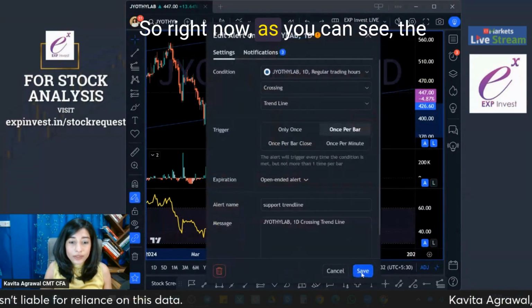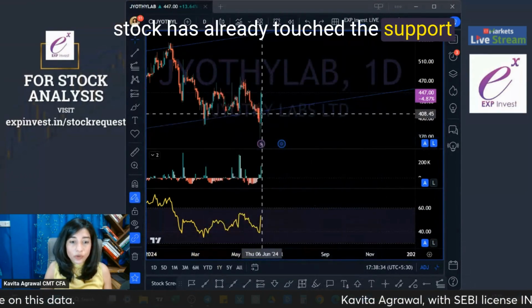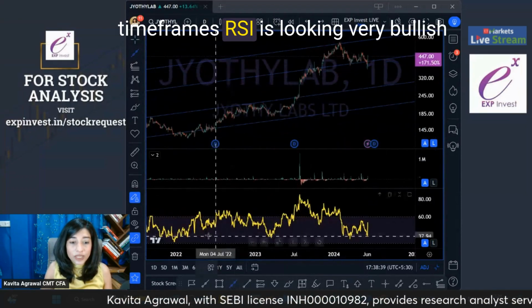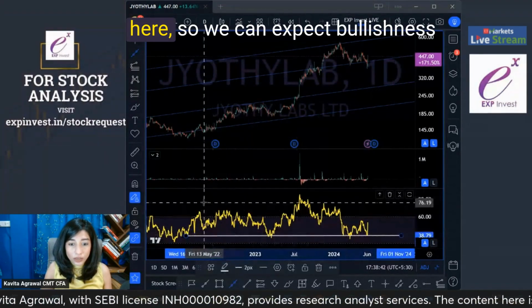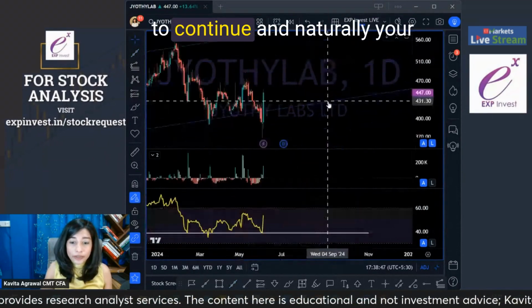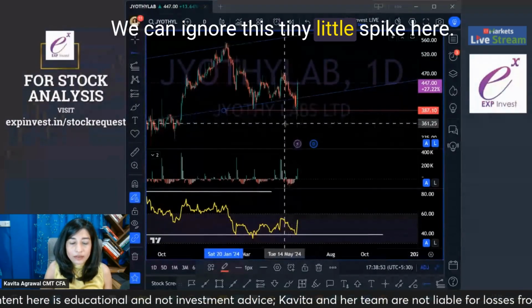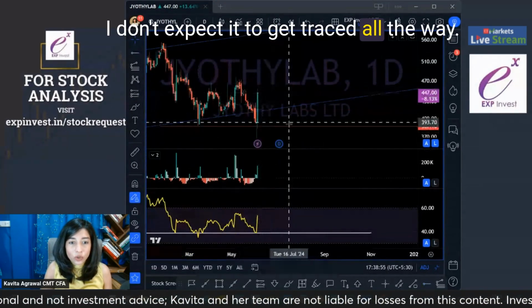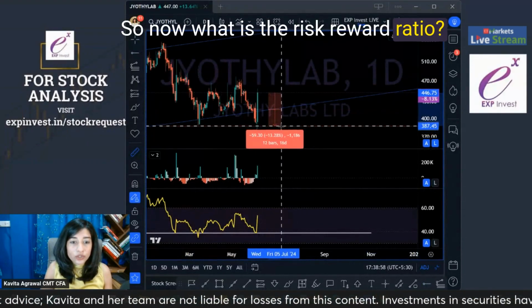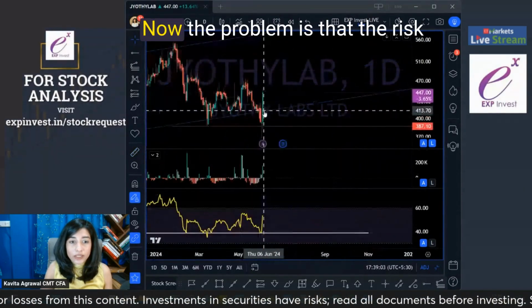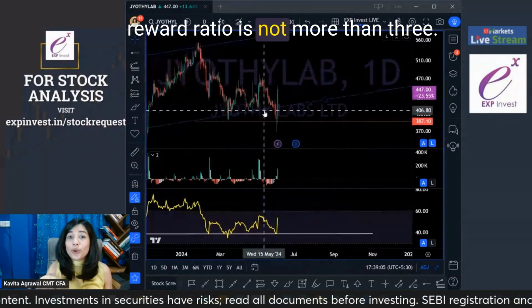So right now, as you can see, the stock has already touched the support trend line and given a closing up. Another good thing is that the daily time frame RSI is looking very bullish here, so we can expect bullishness to continue, and naturally the stop loss is going to be this low. We can ignore this tiny little spike here. I don't expect it to get retraced all the way. So now what is the risk reward ratio? Around 13 on the downside and 22 on the upside. 28 is the target. Now the problem is that the risk reward ratio is not more than 3.